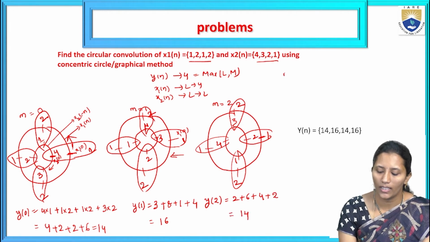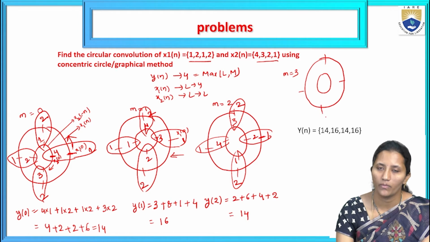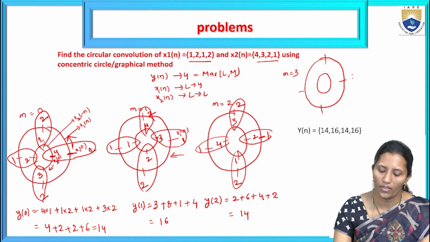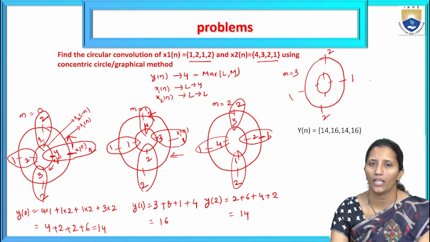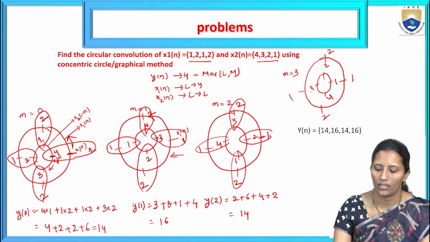For m equal to 3, the outermost circle we should not change here. That is 1, 2, 1, 2. For the innermost circle, the x2 of minus n should be shifted because in the formula, if we substitute, we will get x1 of n into x2 of 3 minus n. So x2 of minus n should be shifted by 3 samples here. So it will become 4, 1, 2, 3.